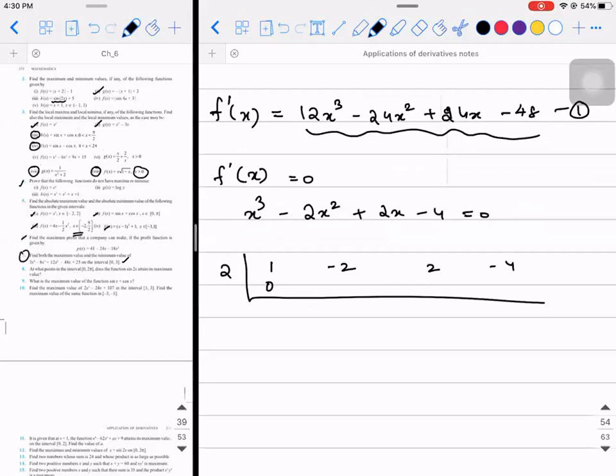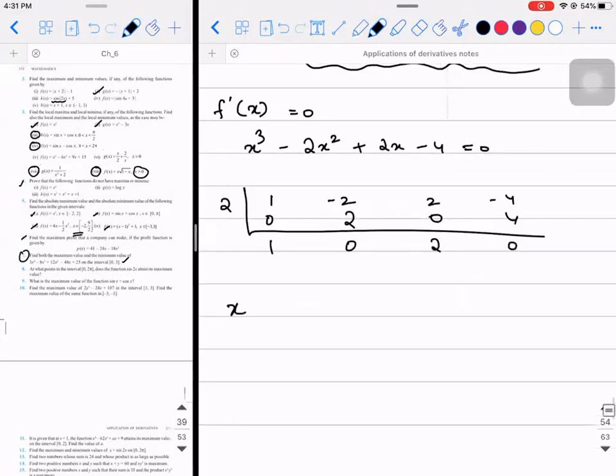So 2. Start with the 0. Should we add or subtract? Add. So 1. 2 into 1, 2. So 2 minus 2, 0. So 2 into 0, 0. 2 plus 0, 2. 2 into 2, 4. 4 minus 4 is 0.